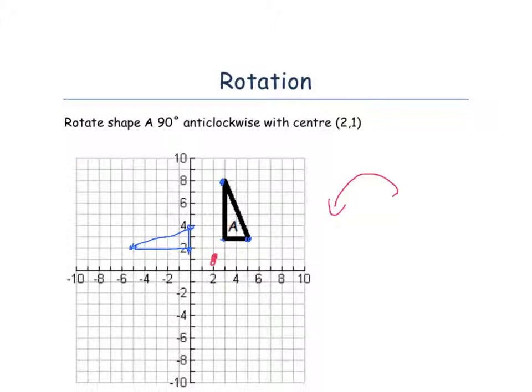But if it's 180 degrees, it actually means it can go either anti-clockwise or clockwise. It doesn't matter, and you won't lose a mark if it's 180 degrees for not putting a direction.